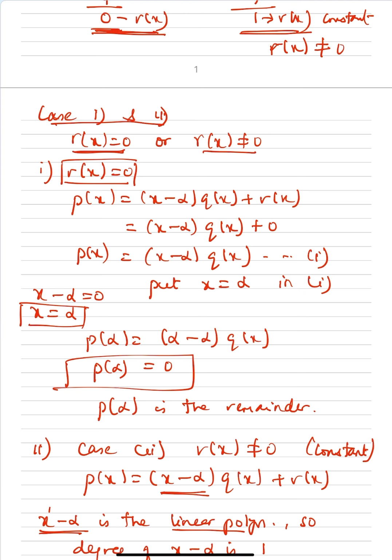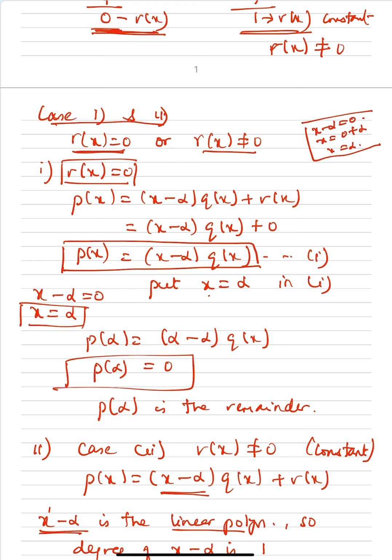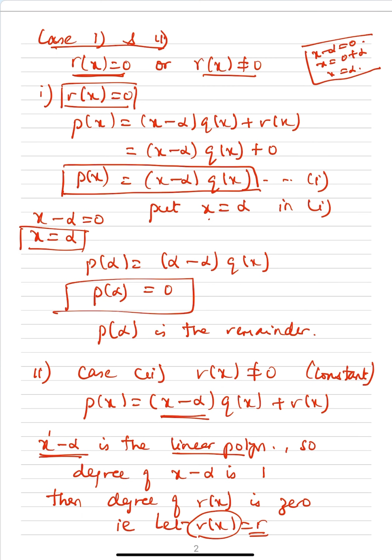Then here we have p of x is equal to x minus alpha into q of x, correct? Now we can say that x minus alpha is a linear equation, so let us put it equal to 0. Then we will get x equal to alpha, because alpha will go to the right hand side. If x minus alpha is equal to 0, x will be 0 plus alpha. So x is equal to alpha. Got it? So I'll put x is equal to alpha in the above equation and we'll get 0, so it is a remainder.